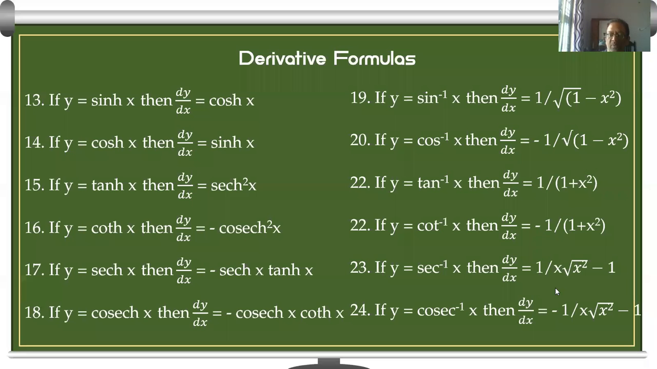Okay, now the derivative of sec inverse x: dy by dx equals 1 by x into root of x square minus 1. And cosec inverse x, it is the cofunction, so the derivative is minus 1 by x into root of x square minus 1. Okay, now next, formulas.